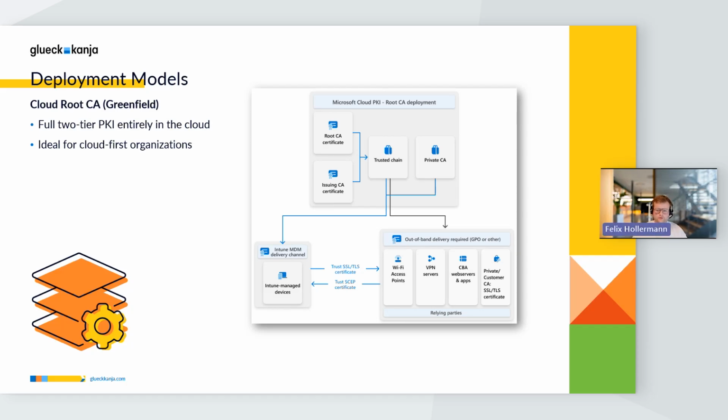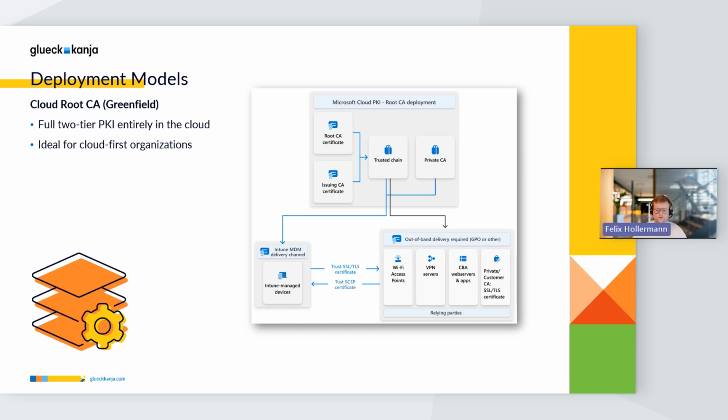Now there are two paths going down. On the left side, the Intune MDM delivery channel. This is how your managed device gets its certificates. Intune automatically pushes the SCEP certificates and the SSL TLS trust certificate through the profiles. No manual work here, it just happens by itself.